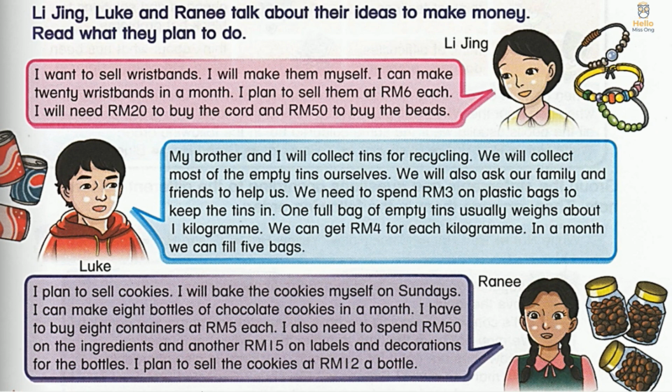Rani: I plan to sell cookies. I will bake the cookies myself on Sundays. I can make 8 bottles of chocolate cookies in a month. I have to buy 8 containers at 5 ringgit each. I also need to spend 50 ringgit on the ingredients and another 50 ringgit on labels and decorations for the bottles. I plan to sell the cookies at 12 ringgit a bottle.